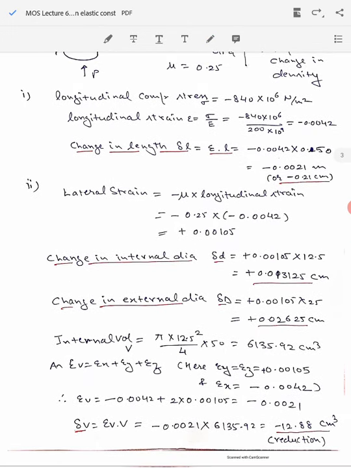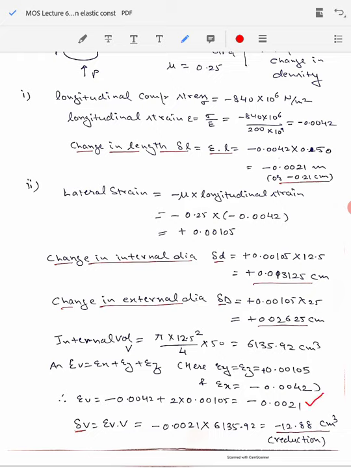you can calculate the volumetric strain by using the formula epsilon x plus epsilon y plus epsilon z, that is equal to epsilon v. Here, because the two sides strains, the lateral strains are the same, which are equal to diametral strain, that is epsilon y equal to epsilon z. That gives us 0.00105 that we have just calculated as the lateral strain, and the longitudinal strain we have calculated in the previous part, that was minus 0.0042. We are going to sum them up, and that will give us the volumetric strain as minus 0.0021.